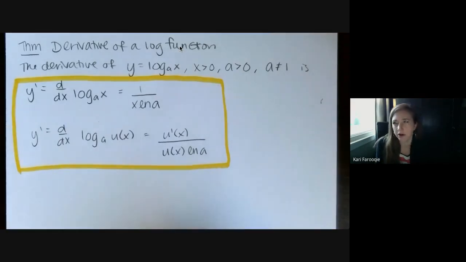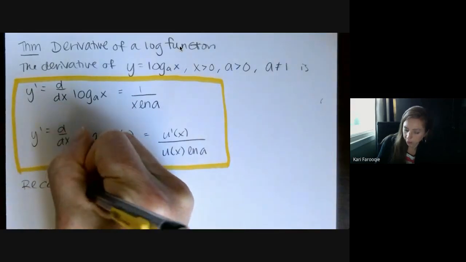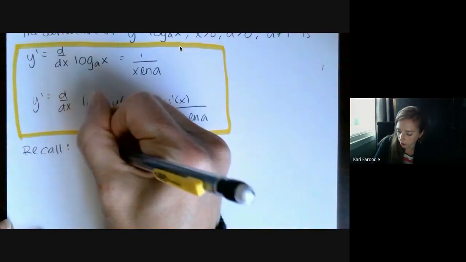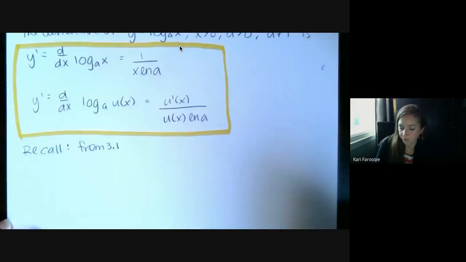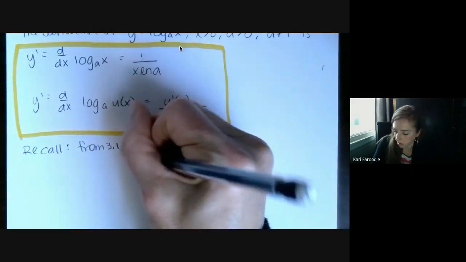I also have a note here, and I do think it's probably going to pop up in this section, so I want to make sure I mention it. You learned in 3.1, it was at that point in the video where my power went out, it was really close to the end, the derivative for an exponential function with a base that wasn't e. And I think it's going to pop up here again, so I wanted to remind you of it.